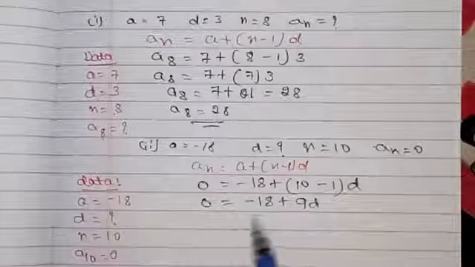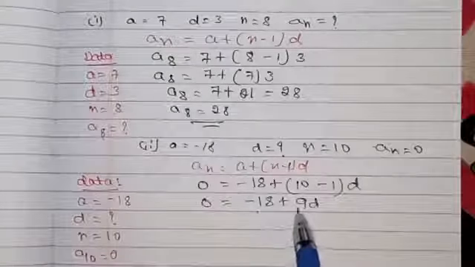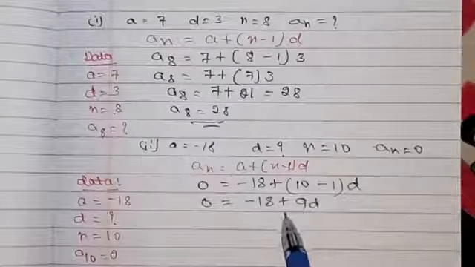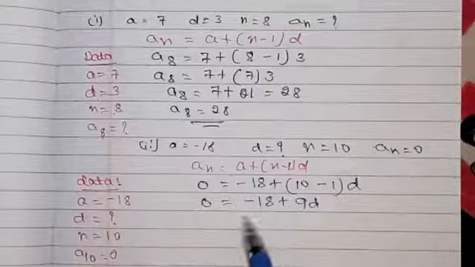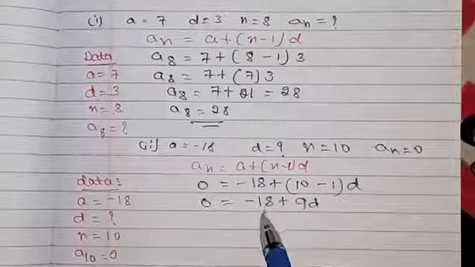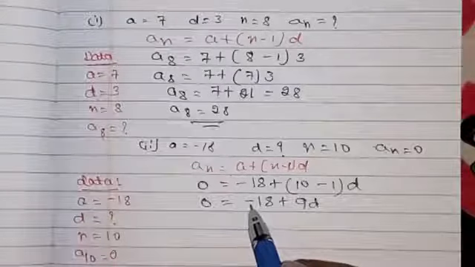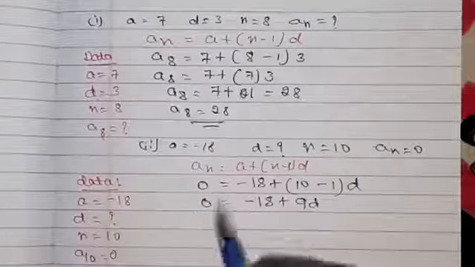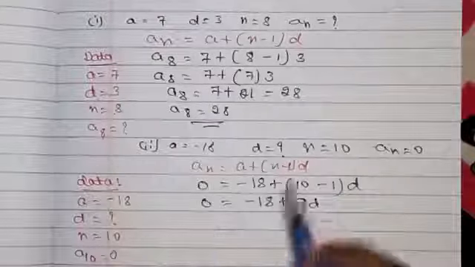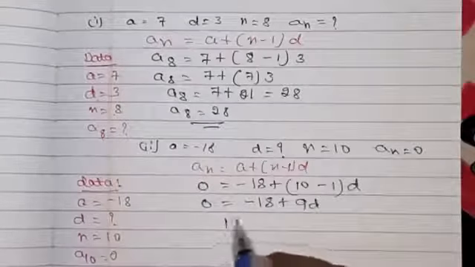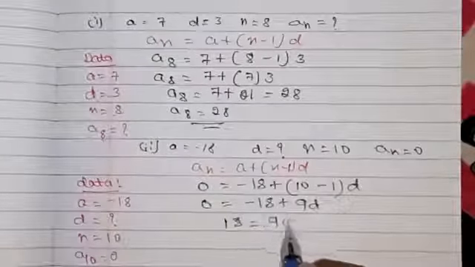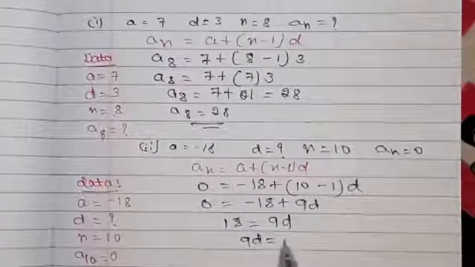Now we need the value of d, right? So therefore just send the minus 18 to the left hand side. If you send minus 18 to the left hand side, it will become plus. So therefore 0 plus 18 is nothing but plus 18. So therefore 18 is equals to 9d. I'll interchange this. 9d is equal to 18.